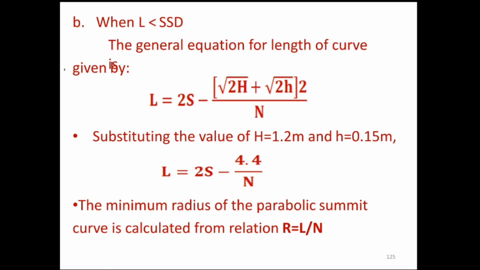Now the second case, when the length is less than the stopping sight distance. The general equation of the length of the curve is given as L equals 2S minus under root of 2H plus under root of 2 small h, bracket complete square, upon N. Again, substituting the values of H as 1.2 meters and small h as 0.15 meters, we get L equals 2S minus 4.4 upon N. The minimum radius of the parabolic summit curve is calculated from the relation r equals L upon N.